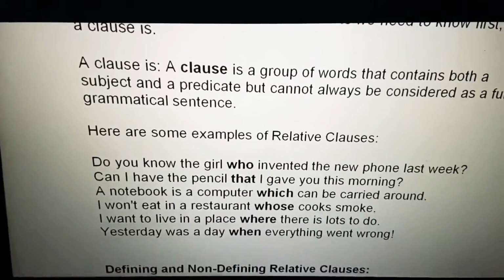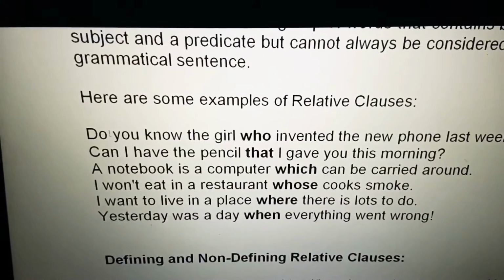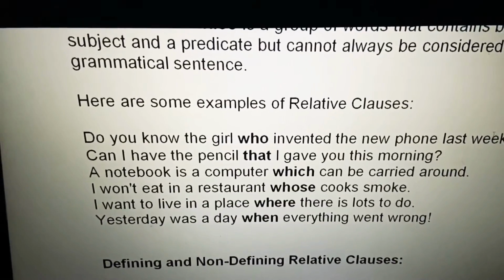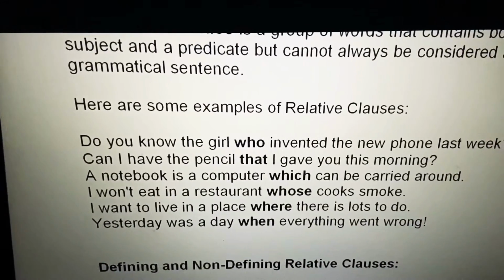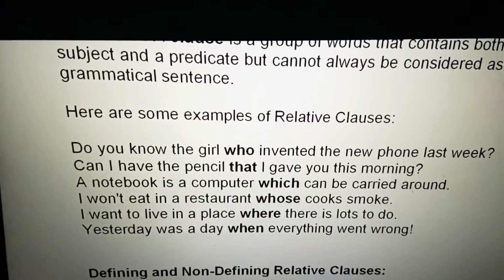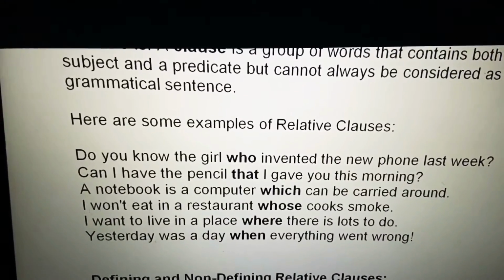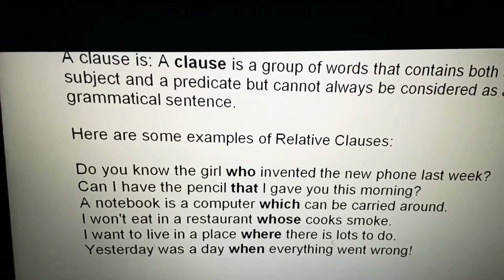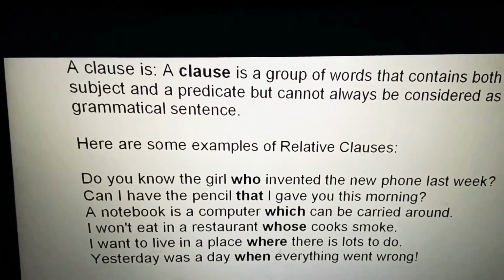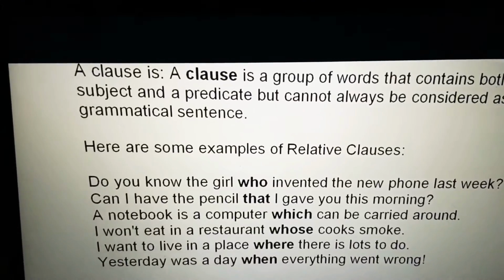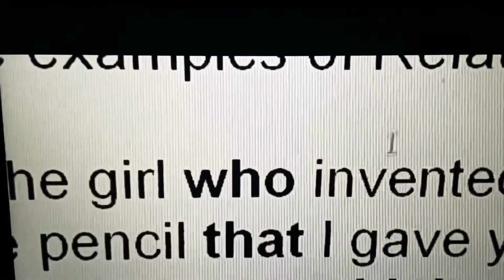Here are some examples of relative clauses. Do you know the girl who invented the new phone last week? Can I have a pencil that I gave you this morning? A notebook is a computer which can be carried around. I won't eat in a restaurant whose cooks smoke. I want to live in a place where there is lots to do. Yesterday was a day when everything went wrong. And as you can see, who, that, which, whose, where, when are before the noun.